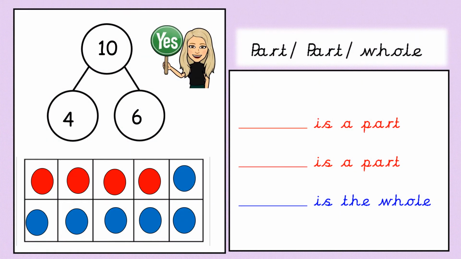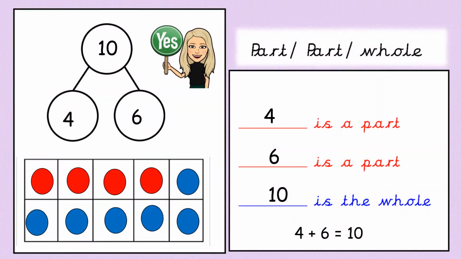Something is a part, something is a part, and something is the whole. How many are blue? Well done, 6. There's 5 at the bottom and 1 at the top. So you know that 5 and 1 more is 6. And how many are red? 4, well done. So 4 plus 6 is equal to 10.